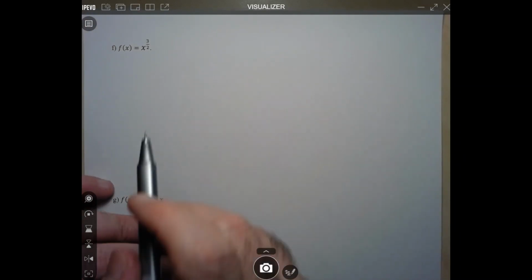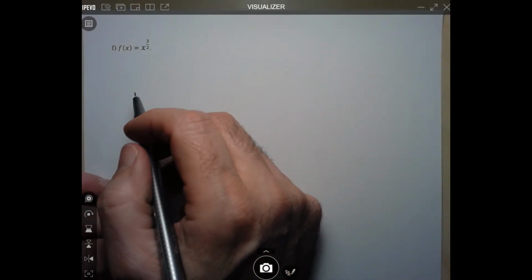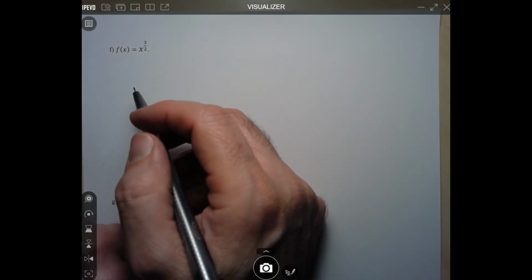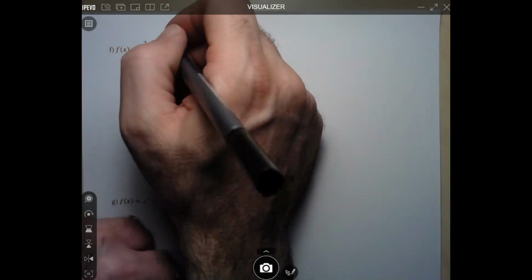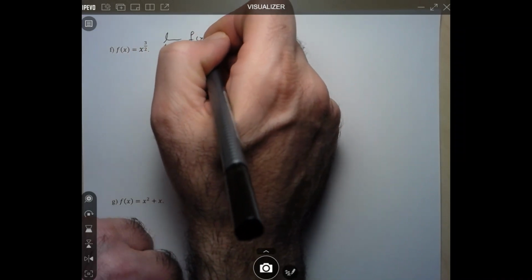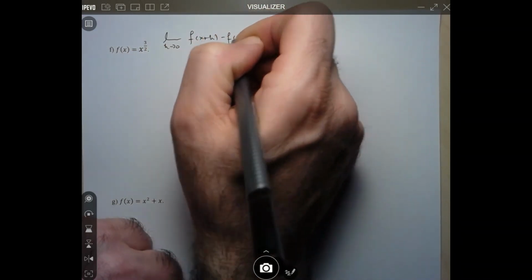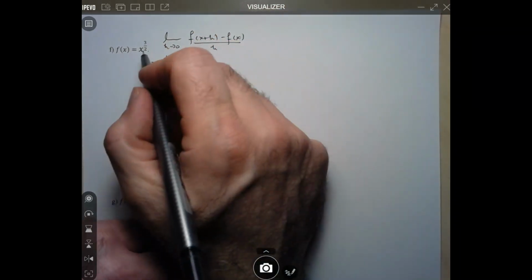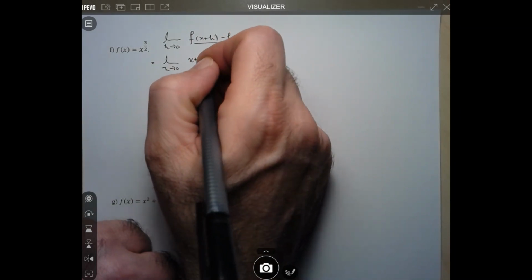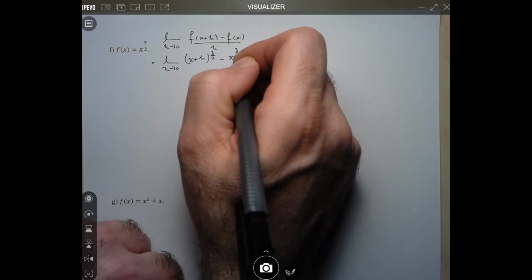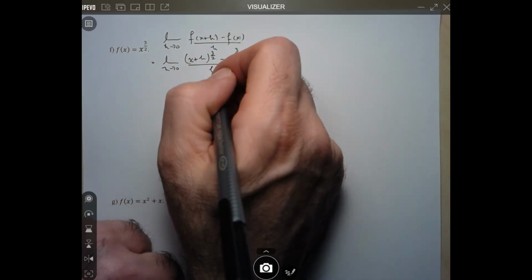So notice before we worked with power functions where the exponents were integers. Let's work with a power function where the exponent is not an integer. Okay, so let's do this here. So we've got the limit as h approaches 0 of f at x plus h minus f at x, all over h. And so here I'm just going to input x plus h. So (x plus h) to the 3 over 2 minus x to the 3 over 2, all over h.